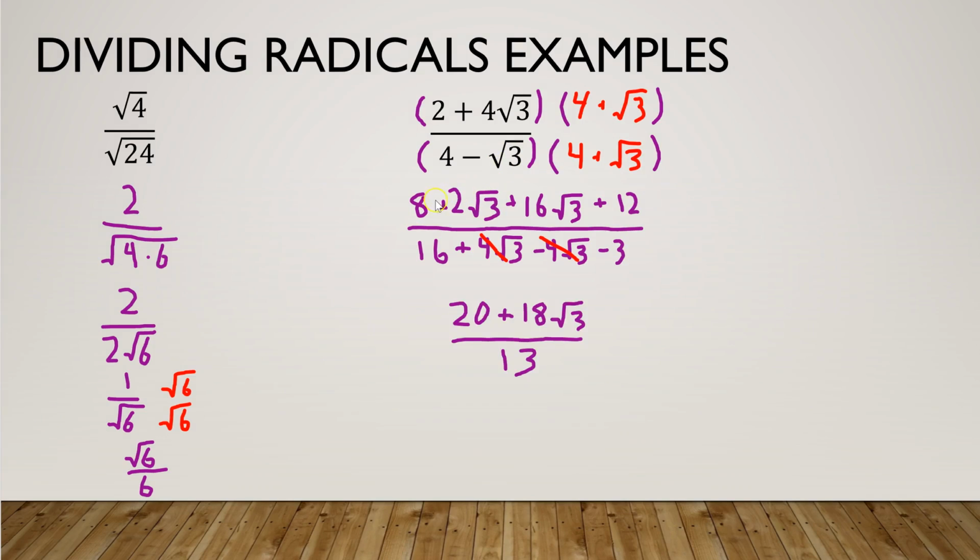My last step here was just to combine the like terms. I had 8 plus 12 equals 20, and then these two were like radicals since they're both index 2 and radicand of 3. So I added the numbers in front: 2 plus 16 gave me 18 root 3. On the bottom, we talked about how these two will always cancel out, so I really just had to evaluate 16 minus 3. Since this fraction doesn't reduce anymore, that is the end for that question.